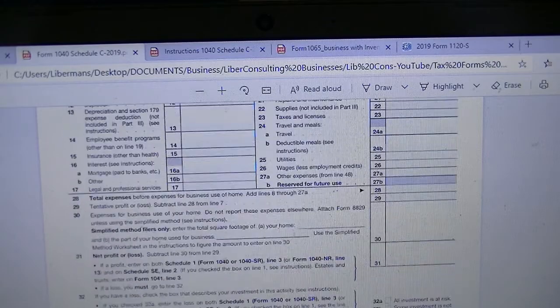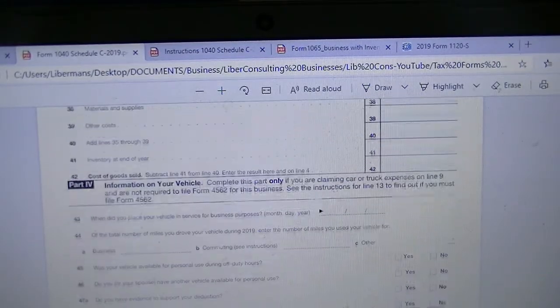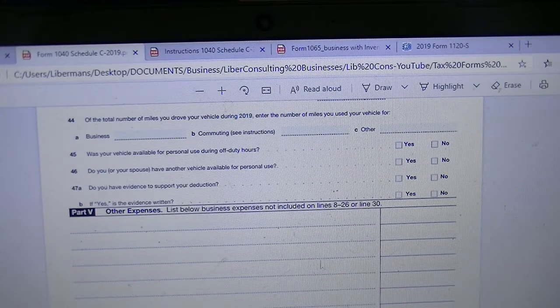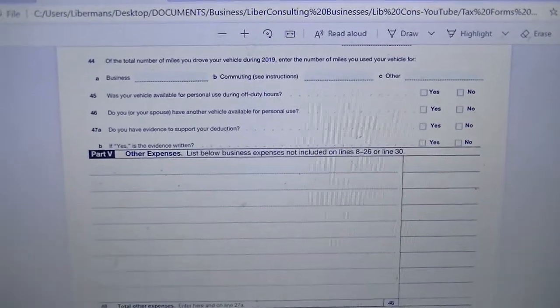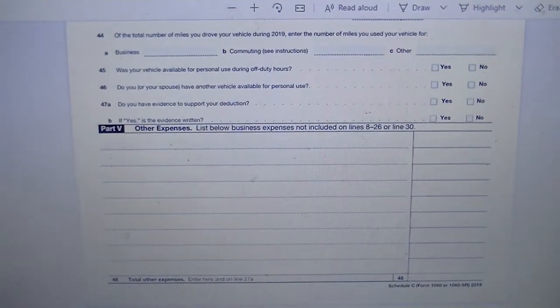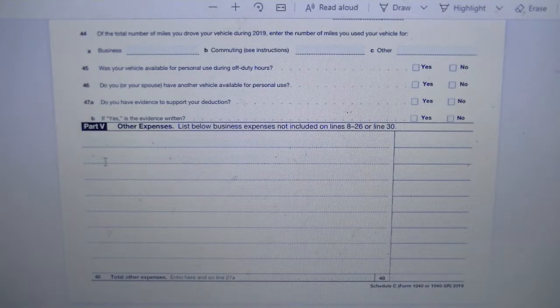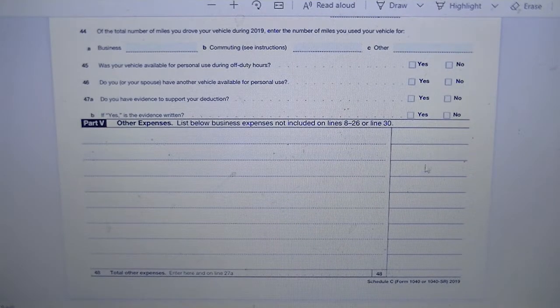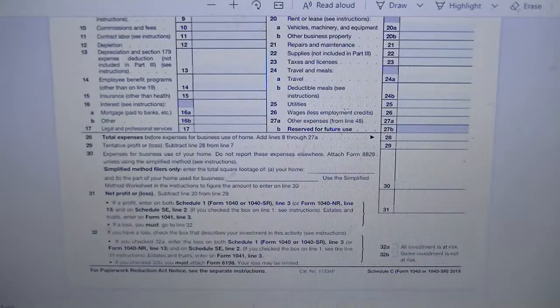So you will scroll all the way down past Part 3, cost of goods sold, past Part 4, and Part 5 here. In Part 5, you will list the bad debt here, the cost of goods sold, or if you have previously reported, then the full amount you reported but have not collected, you'll report it there, and the total on line 48 will be listed here on line 27. So that's where your bad debt for Schedule C will be.